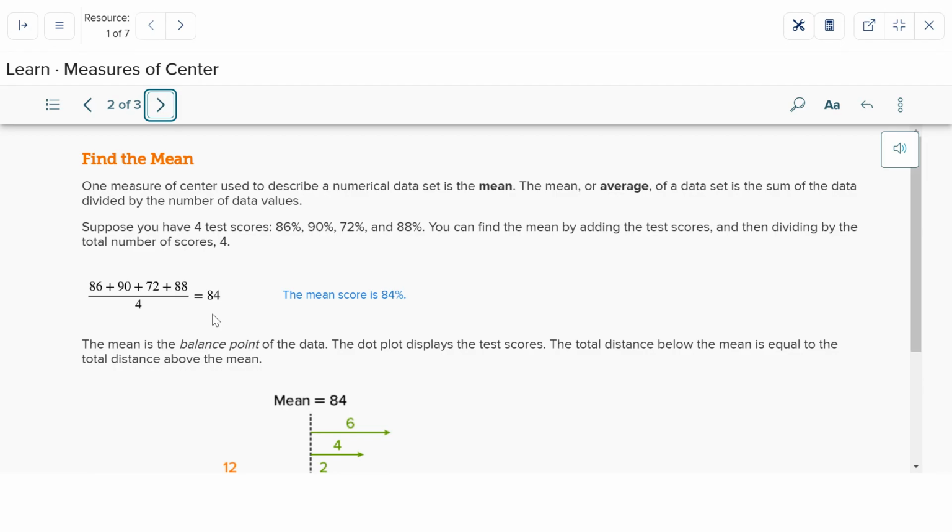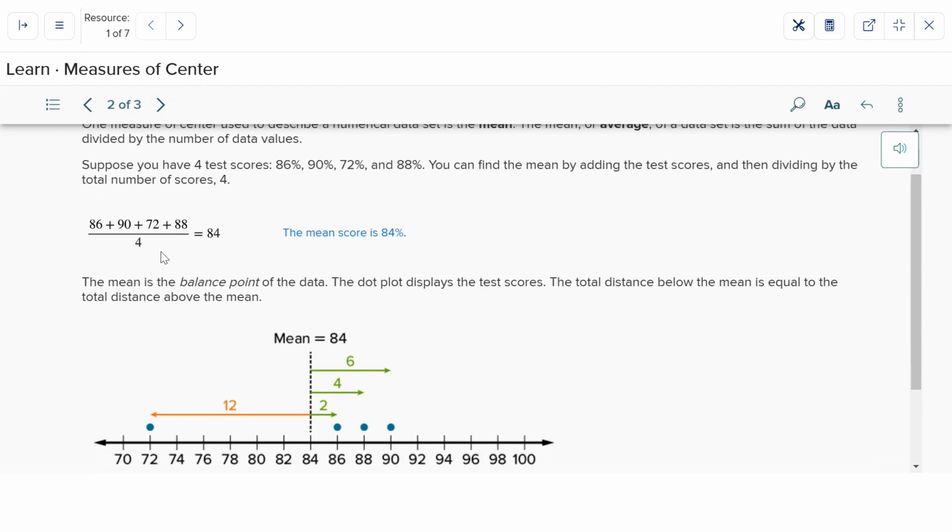Now, something to note here, the way that they're notating this, if you know order of operations, you would divide first, but think of this notation as having the numerator on top in parentheses. It's kind of implied parentheses here. So you would add them all up first and then divide by 4. Just want to point that out.